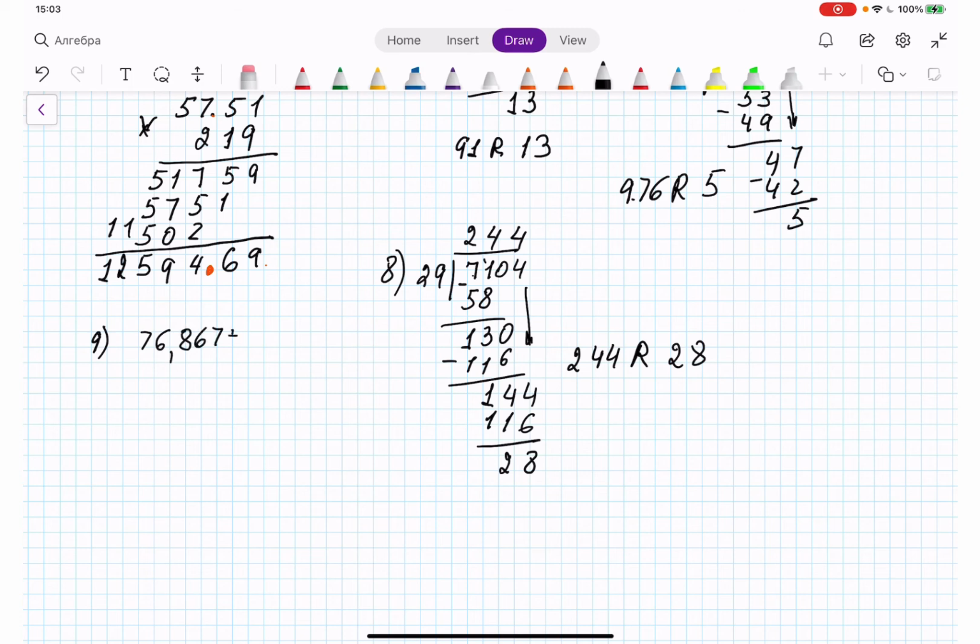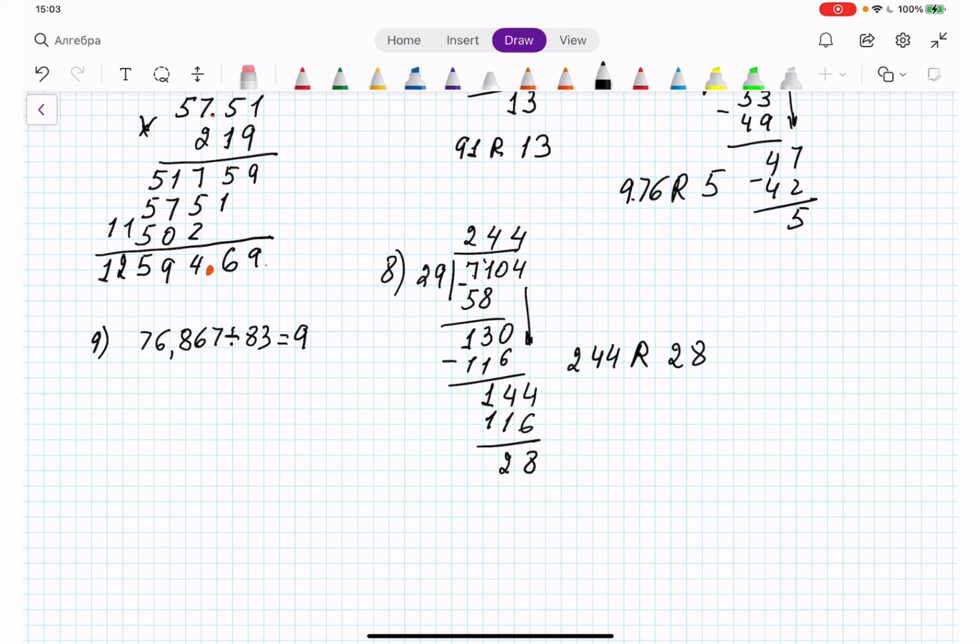76,867, we are dividing by 83. Now we are dividing this way. That's fine, we can do it. So I'm taking 7, you can't divide by 83, so taking 76, right? 76 by 83, it's not going to work either. 76 is less. So taking 768 this time.